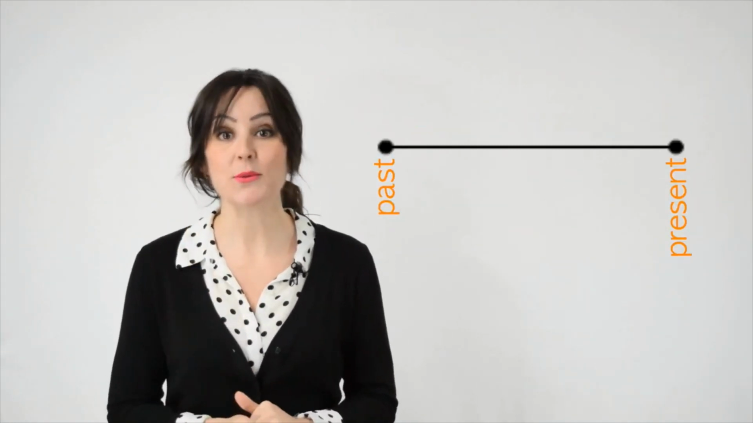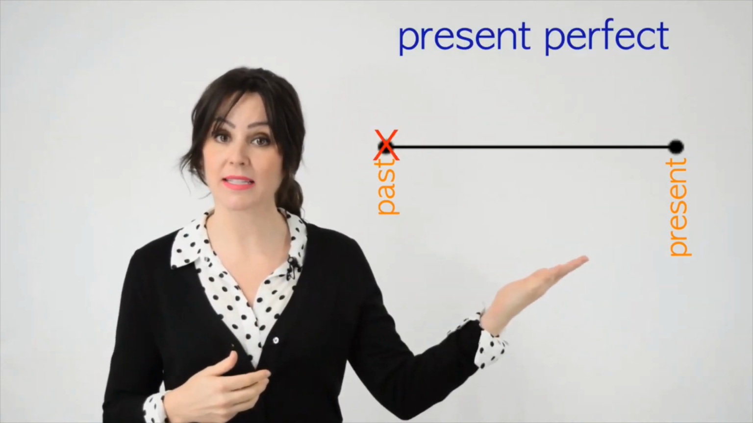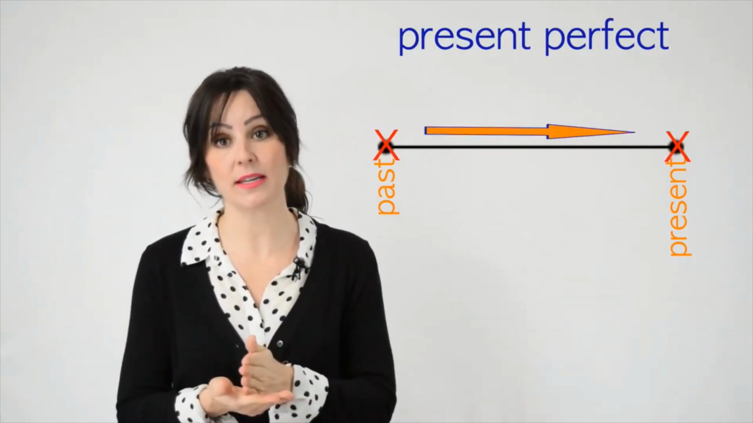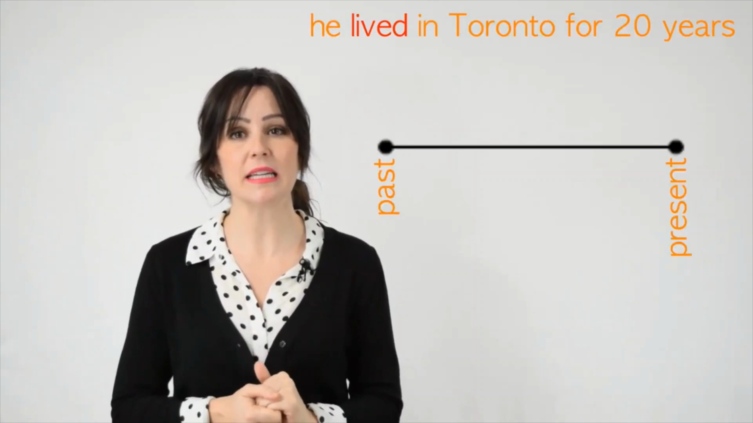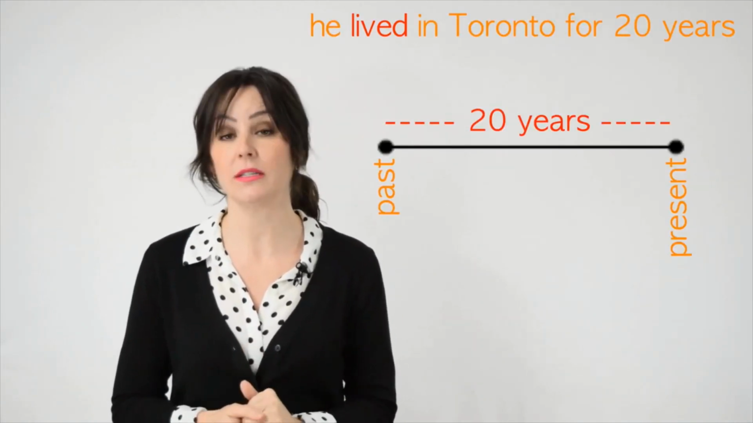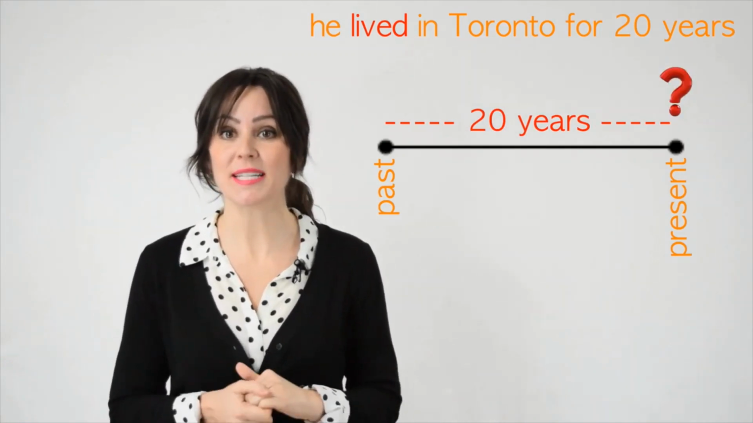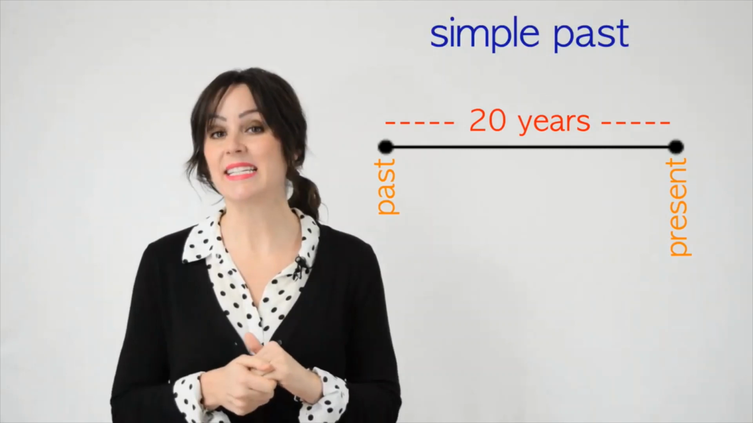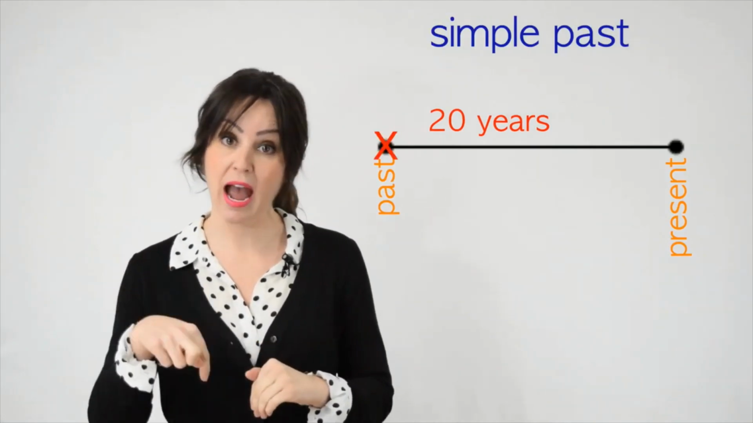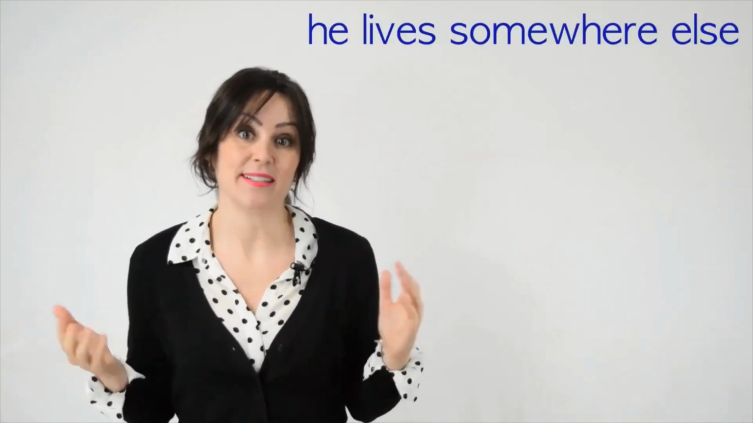Remember, we use the present perfect for actions that began in the past and continue to the present, maybe the future even. But what if I was to say he lived in Toronto for 20 years? And now? Right. When we use the simple past, it's finished, which means he doesn't live in Toronto now. That's over. And he lives somewhere else.